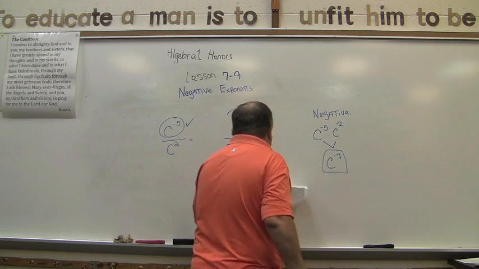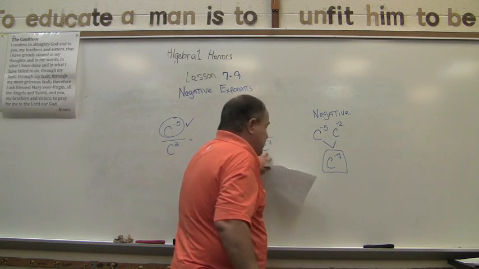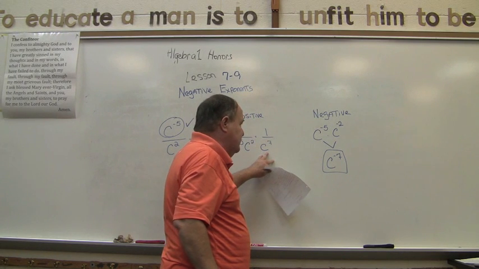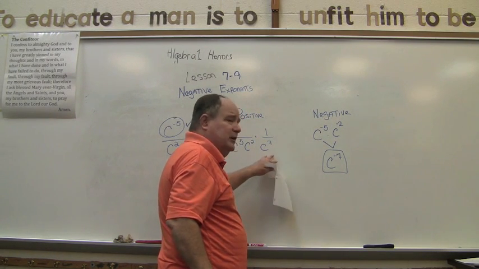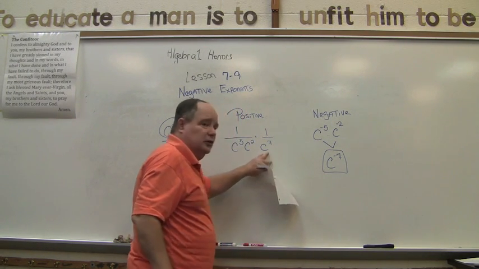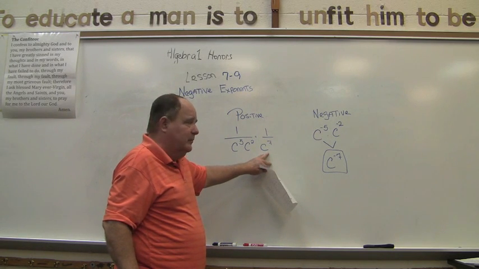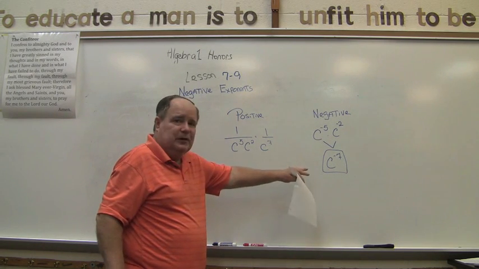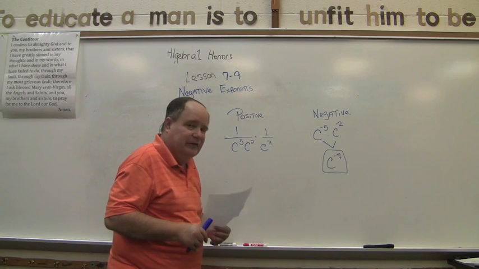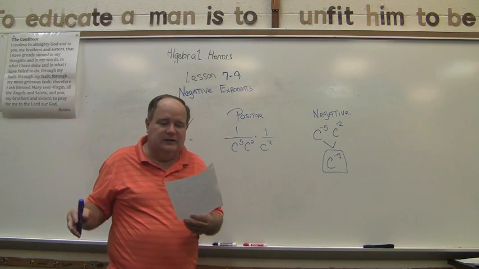Okay, and you can see this is the answer, 1 over c to the 7th positive and c to the minus 7, and you would expect that. Because if you took the reciprocal of this, you would get c to the minus 7. If you took the reciprocal of that, you get 1 over c to the 7th. And that's it for lesson 7-9.